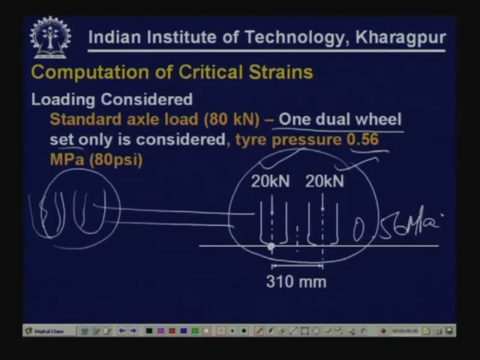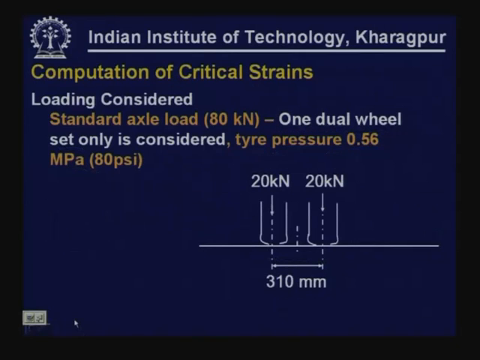Typically it is seen that the center to center distance between these two dual wheel loads will be about 310 millimeters. This is what has been observed in several measurements made on typical commercial vehicles plying in India. So, in this system, for analysis, standard loading is 20 kilonewton on each load, 0.56 MPa tire pressure and center to center spacing of 310 millimeters.